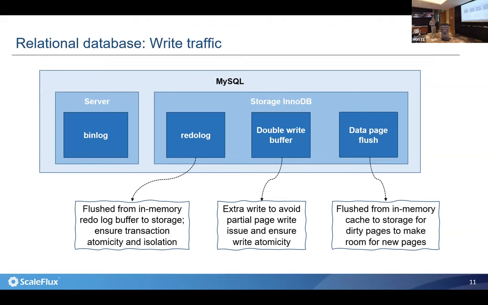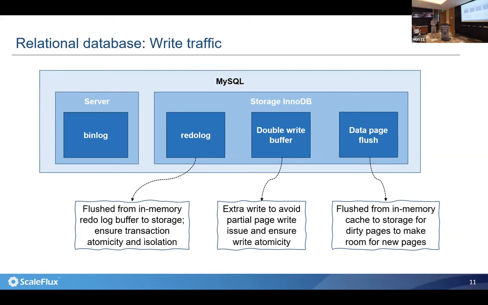And the redo log is used to flush log data from the in-memory redo log buffer to storage, to ensure transaction atomicity and isolation. The double write buffer is used to flush extra writes to avoid the partial page write issue and ensure write atomicity in case of power failure. And the dirty page flush is to flush data from the in-memory cache to storage for dirty pages to make room for newly coming pages.